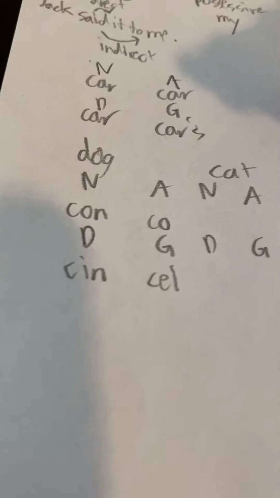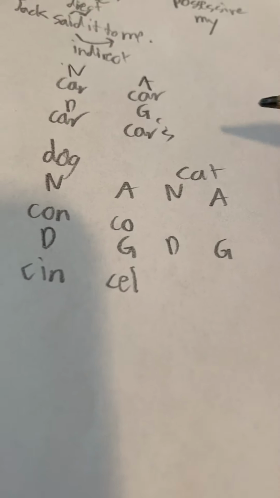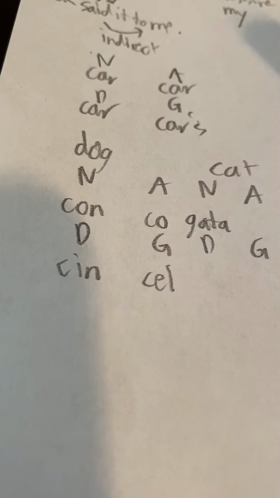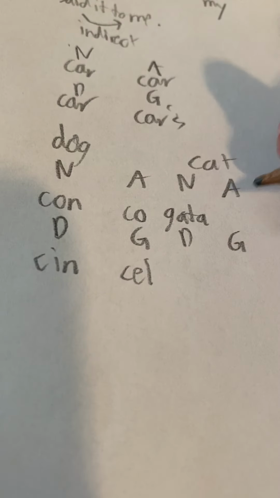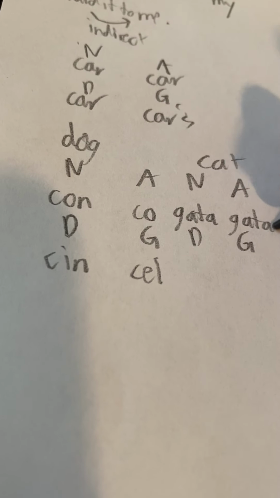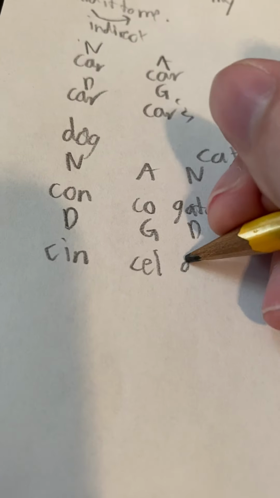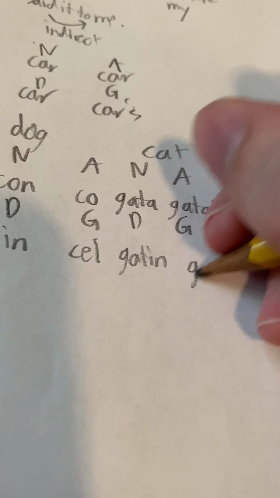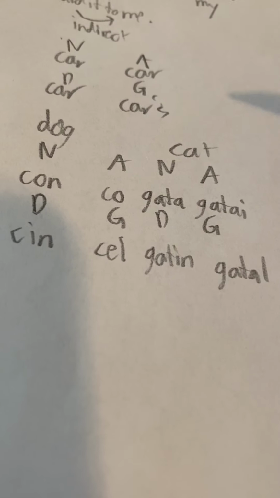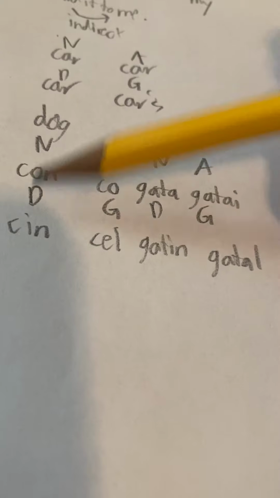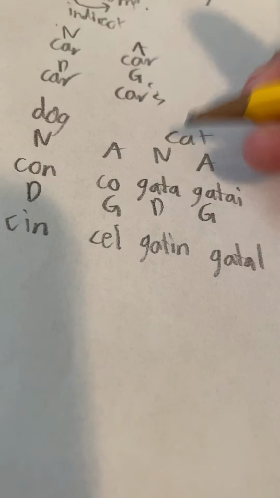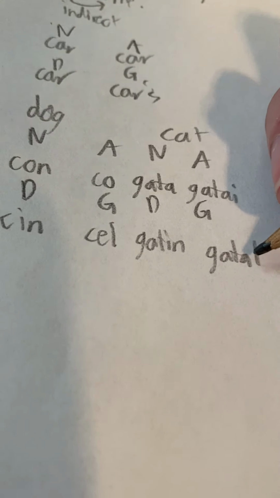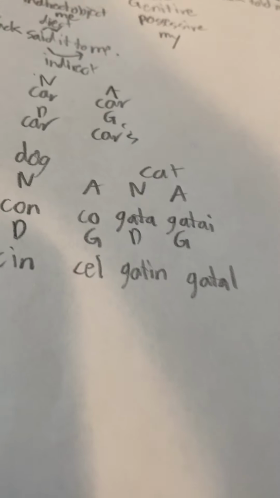The root of the word dog is just the letter sh, but for cat it's gat. So the nominative would be gata, because a is the ending. The accusative is gatai. The dative is gatin. The dative is the same for both genders, and the genitive is gatal. Keep in mind, in English this would be the same: the cat walks, I walk the cat, I walk with the cat, and the cat's milk or something like that. Most of these would just be the same.